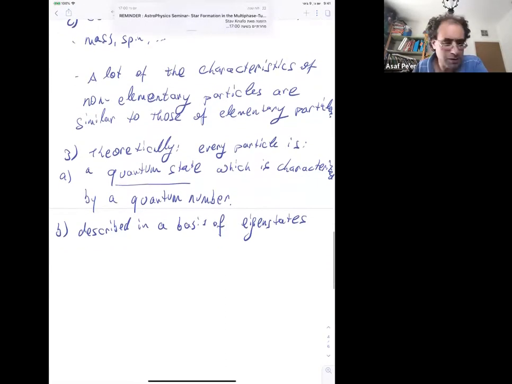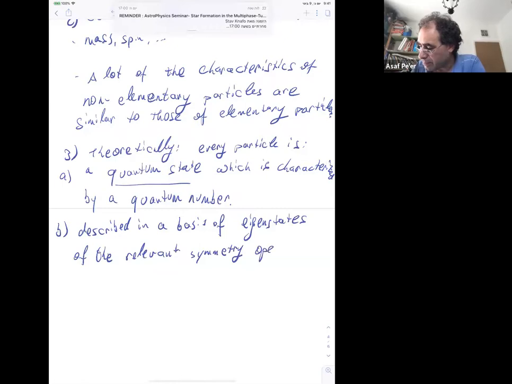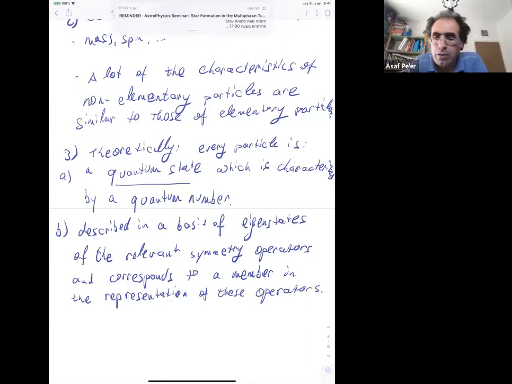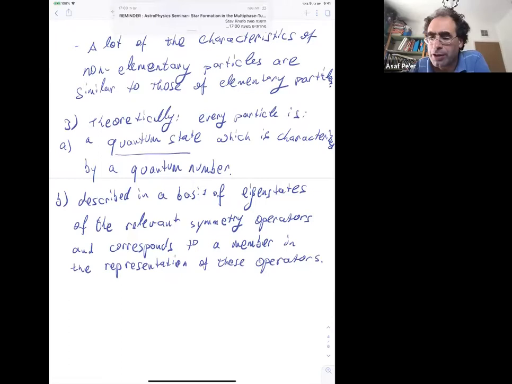It's clear to everybody what I'm saying? I mean, as much as it can be clear at this stage. Described in the basis of eigenstates of the relevant symmetry operator, and corresponds to a member in a representation of these operators. Now this has been tested experimentally, though it sounds quite abstract at the moment. I hope this will become much clearer in a few weeks' time.